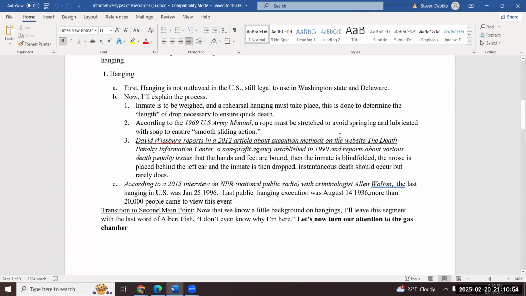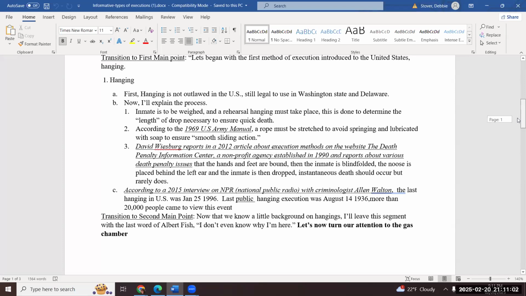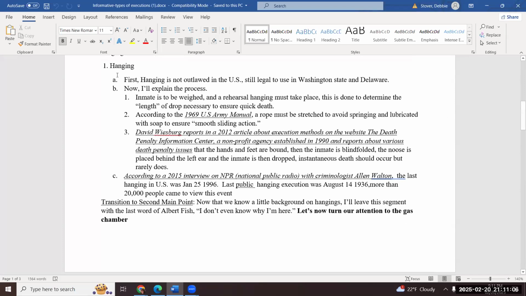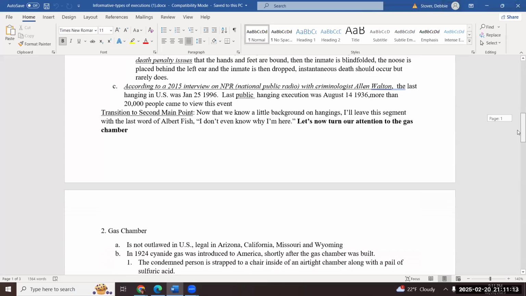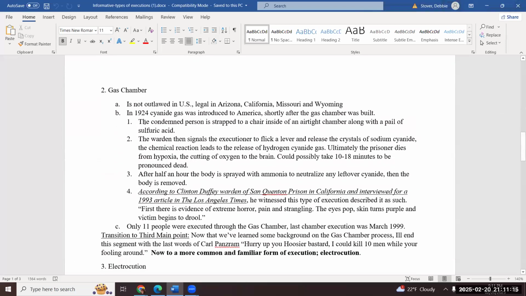In this particular speech, the speaker used what's called parallel subpoint structure. And so we have as the first main point is hanging, and then you'll notice there's A, B, and C. Those are subpoints and then subpoints beyond that. Have a transition to the second main point, and then we have gas chamber, again, A, B, C.